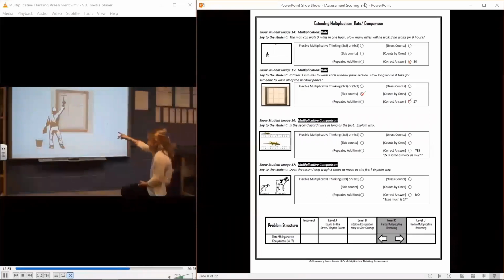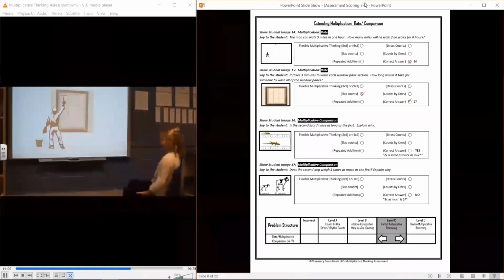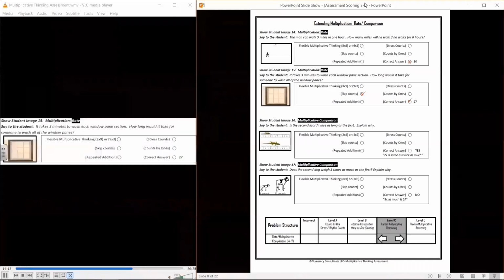27. I just went 3, 6, 9, 12, 15, 18, 21, 24. Okay, and you figured it out by skip counting? Yes. So 27 what? Windows? Well, remember, it takes them 3 minutes to wash one window. So, yeah, 27 minutes. 27 minutes, okay. Okay, next is multiplicative comparison.